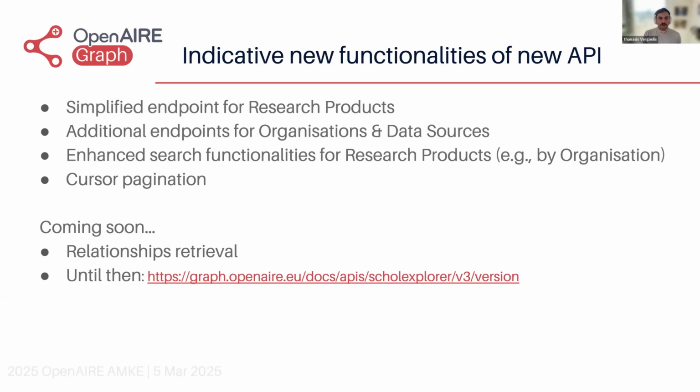And while waiting for the endpoints for the relationships to be released for the main OpenAIRE Graph API, you can use the Graph API combined with the Scholar Explorer one and retrieve everything that would be useful for your own analysis.